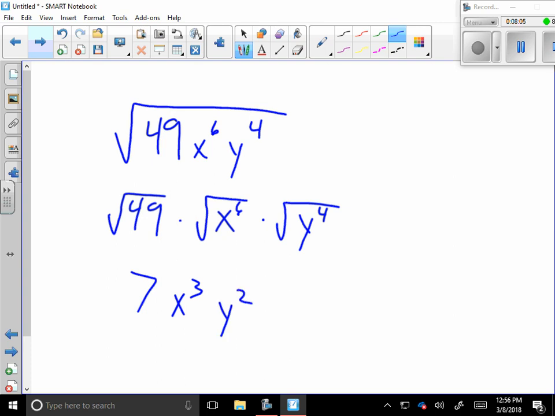Now, why is it x to the 3rd? Well, you want to write it in exponential form. This would be x to the 6 over 2 power. This would be y to the 4 over 2 power. 6 divided by 2 is 3. 4 divided by 2 is 2. The only other thing that technically we should have is the absolute value bars around that, since that's an odd exponent and that was an even index, but I didn't worry about that.